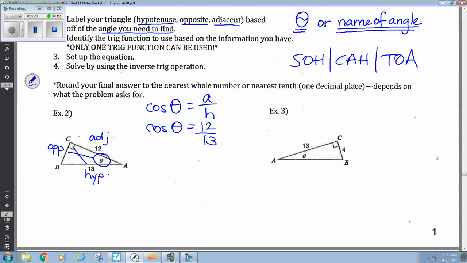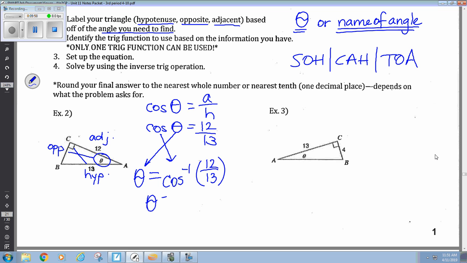So set it up, this is how you would do it. Theta equals the trig function, and you write it as the inverse: cosine inverse of 12 over 13. And then from there, you let the calculator do its work. Cosine inverse of 12 over 13.